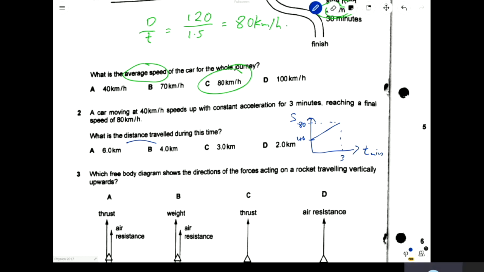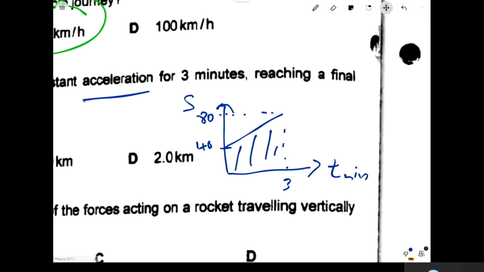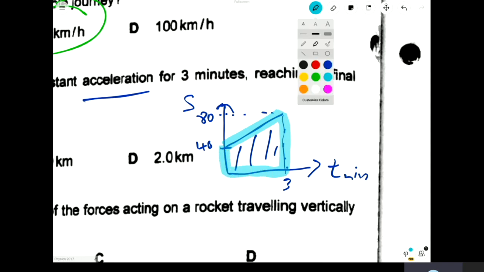Not the gradient. The gradient is the acceleration. It's the area, right? To find the area, this shape is a trapezium. Can you see this thing? Yeah, it's a trapezium. So we want to find the area of this object.